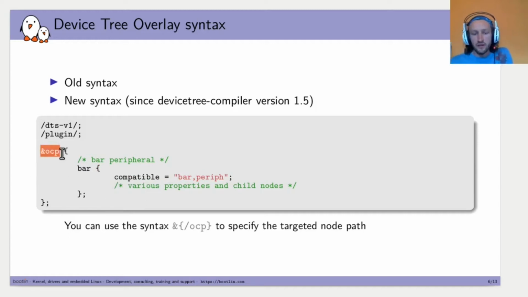So the OCP is... we are matching the label node of OCP, but we also can match the node path of OCP, like this syntax. Depend on what you want.